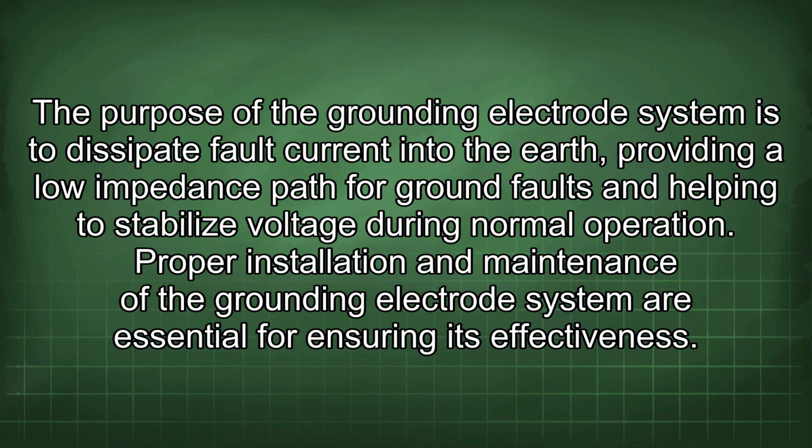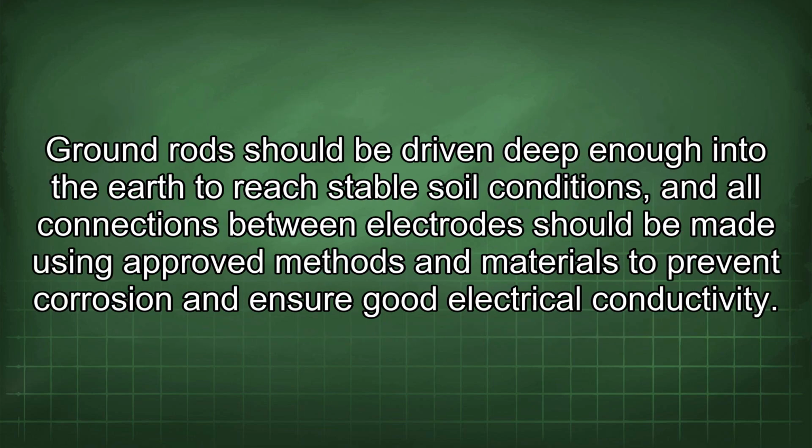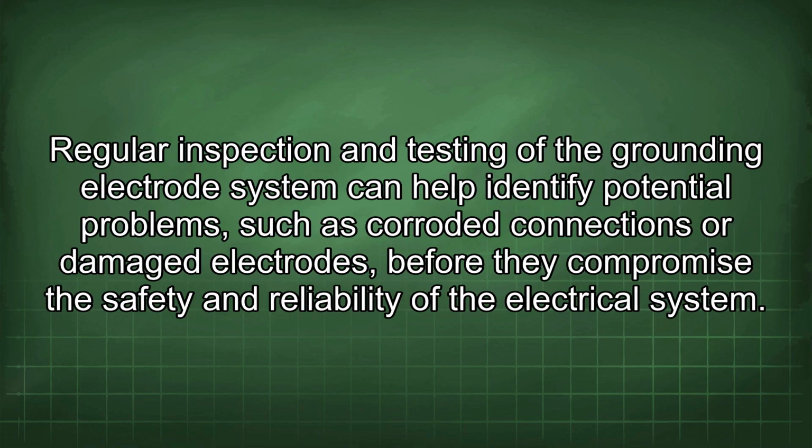Proper installation and maintenance of the grounding electrode system are essential for ensuring its effectiveness. Ground rods should be driven deep enough into the earth to reach stable soil conditions, and all connections between electrodes should be made using approved methods and materials to prevent corrosion and ensure good electrical conductivity. Regular inspection and testing of the grounding electrode system can help identify potential problems such as corroded connections or damaged electrodes before they compromise the safety and reliability of the electrical system.